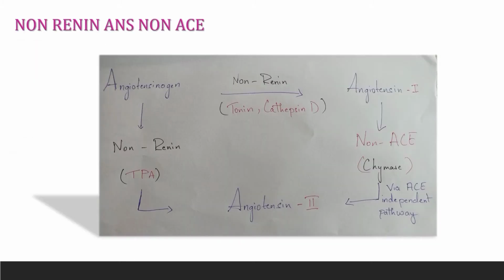In the absence of renin and ACE, there are non-renin and non-ACE pathways. Angiotensinogen is converted into angiotensin 1 by non-renin enzymes, that is tonin and cathepsin D. Another non-renin, tPA, converts angiotensinogen directly into angiotensin 2. Angiotensin 1 is also converted by chymase, a non-ACE enzyme, into angiotensin 2 via the ACE-independent pathway.